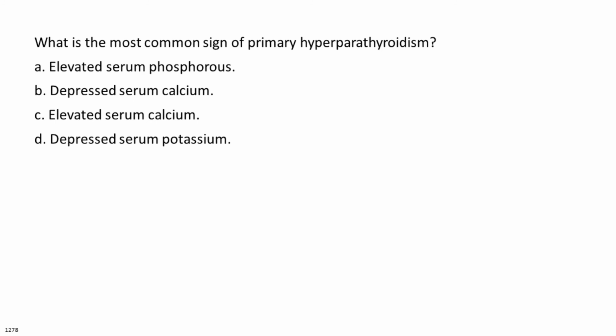What is the most common sign of primary hyperparathyroidism? A. Elevated serum phosphorus. B. Depressed serum calcium. C. Elevated serum calcium. D. Depressed serum potassium.